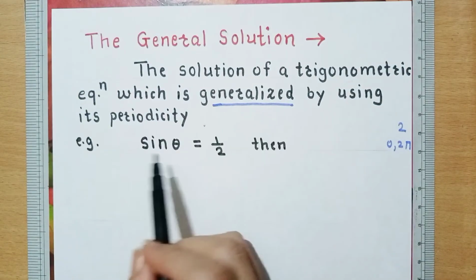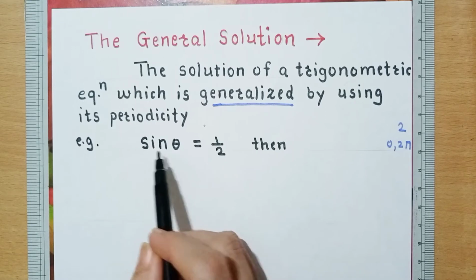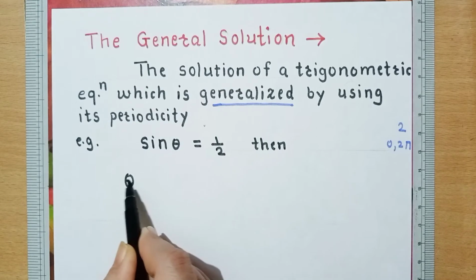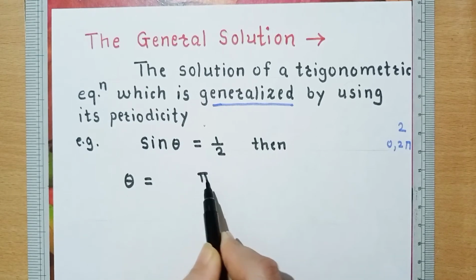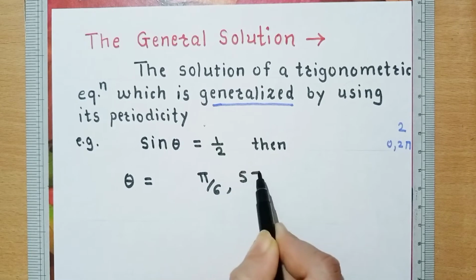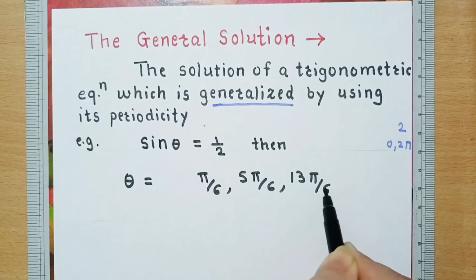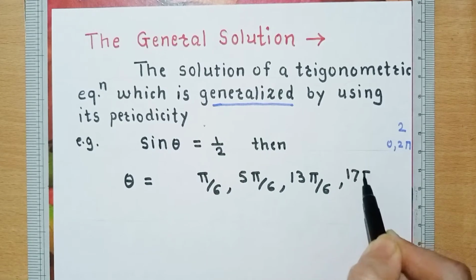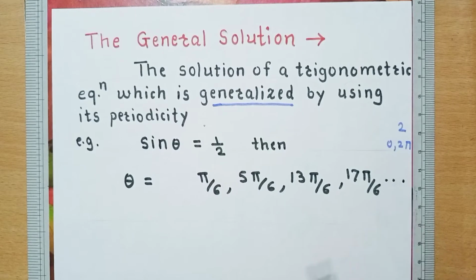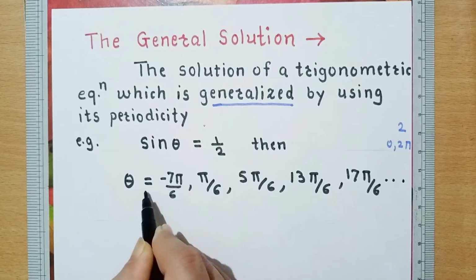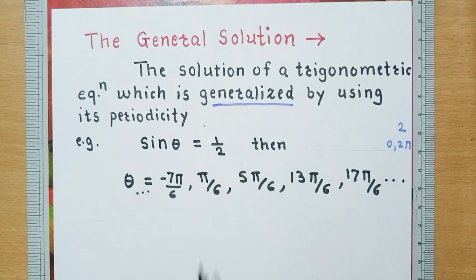Also in the last lecture we have seen that if sine theta is equal to half is the trigonometric equation, then its solutions are: first pi by 6, then 5 pi by 6, again 13 pi by 6, that means in the second rotation, then 17 pi by 6 and so on. Also there is the solution minus 7 pi by 6, on the left hand side, and so on. All these solutions are generated by the formula.